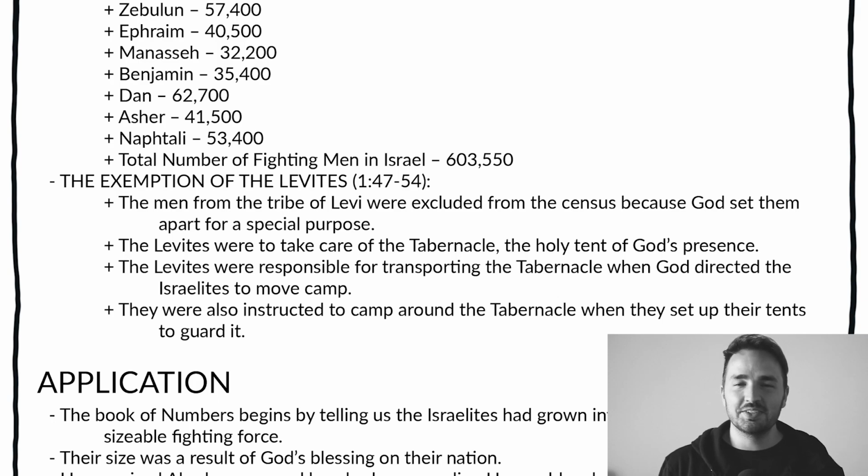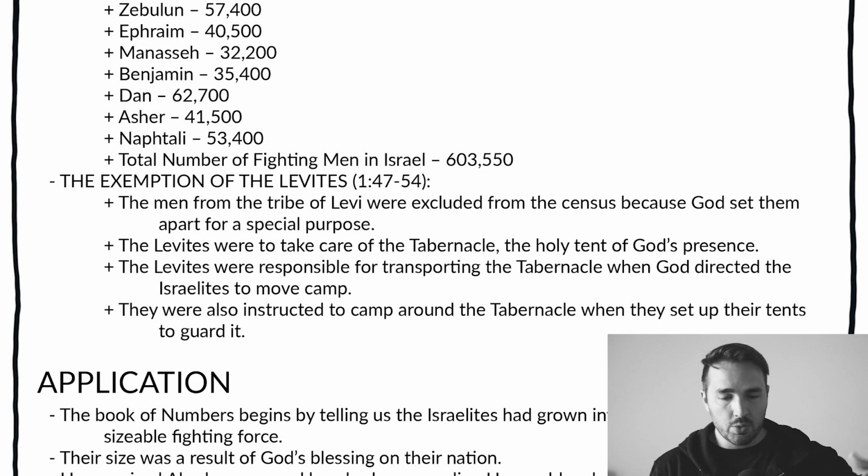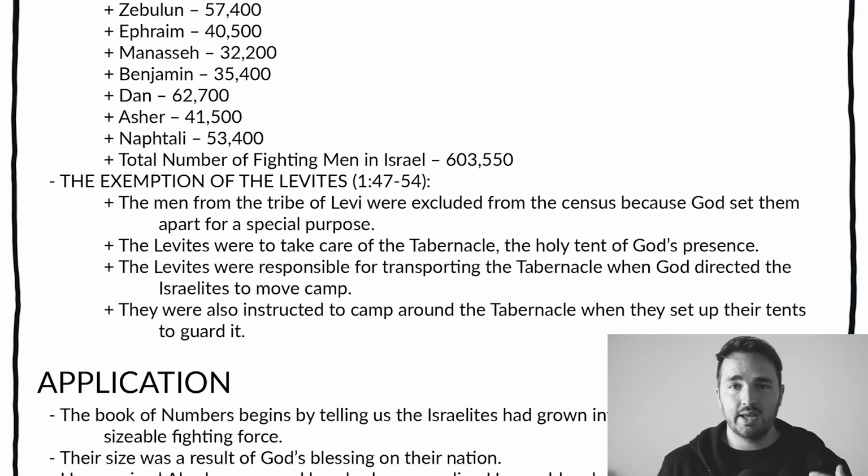The Levites were responsible for transporting the tabernacle and its furnishings when God directed the Israelites to break camp and to move somewhere else. They were also instructed to camp around the tabernacle when they set up their tents because they were responsible for protecting it and guarding it.